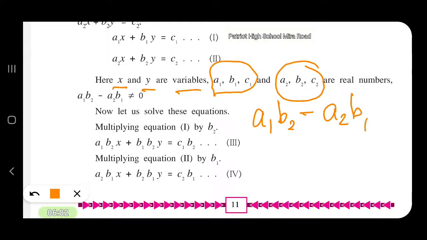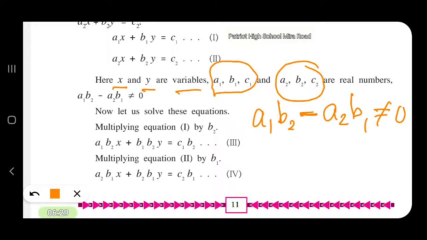After cross multiplication, this should not be equal to 0. If you subtract the cross multiplication of these two, a1 b2 and a2 b1, the difference should not be equal to 0. So that is the precondition for solving any equation by the determinant method.